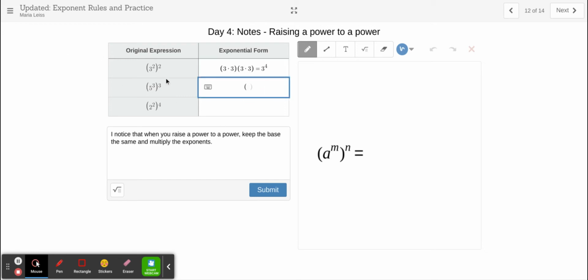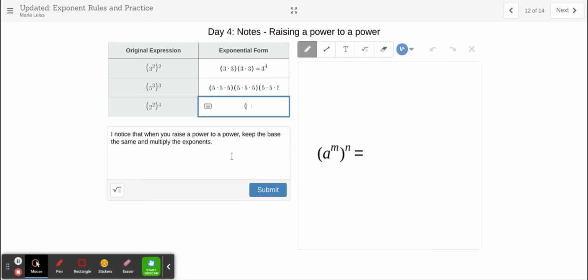Same thing's going to happen with this one. One group has 5 to the 3rd. 5 times 5 times 5. This exponent outside the parenthesis tells me how many groups there are. There's going to be 3 of those groups. So I need 2 more of these. And when you look, now I've got 1, 2, 3, 4, 5, 6. I actually end up with 5 and 9 of them.